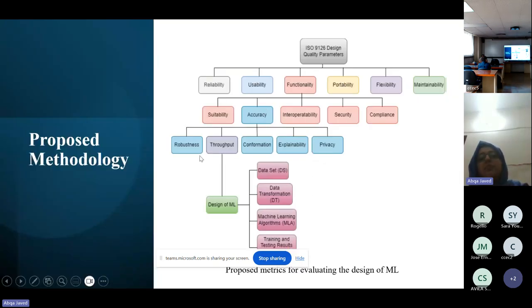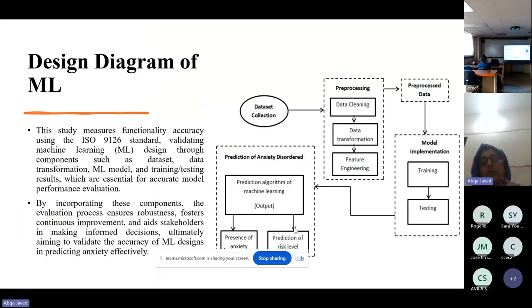In the accuracy parameter, we further dig down into robustness, throughput, conformation, explainability, and privacy. Then the throughput we measure by implementing the design of the machine learning model. In the machine learning model, we have four basic parameters that we proposed. The first one is the data set, then the data transformation, machine learning algorithms, and the last one is the training and testing results that we get by applying the design of machine learning to calculate the throughput in the accuracy phase.